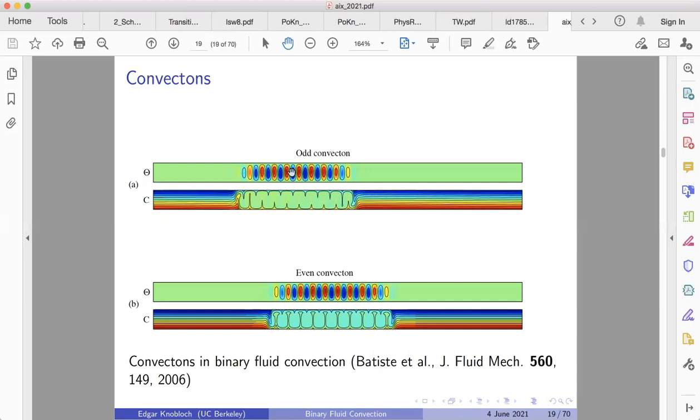And I've shown an example of what I'm calling an odd convecton, where I have a rising plume on the right, descending plume on the left, and an even convecton where the same thing happens at both sides. So the important thing is that I have multiplicity of localized solutions, coexistence of localized solutions in a parameter regime. So that's just like what we saw in the Swift-Hohenberg example.